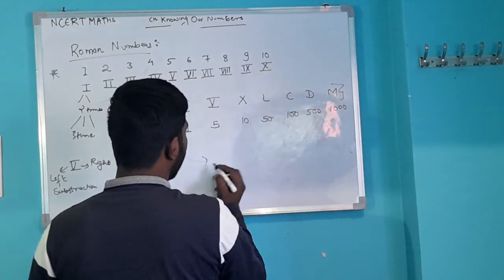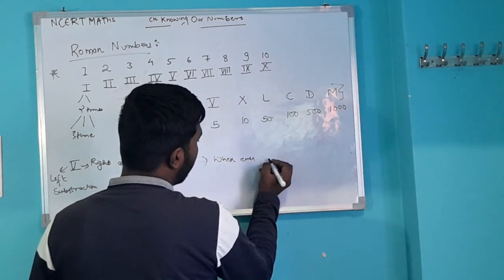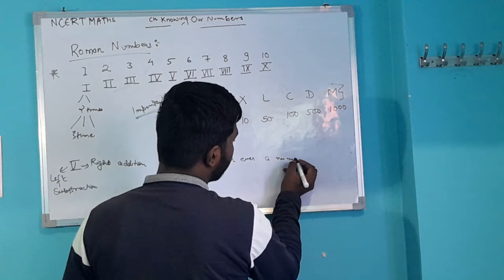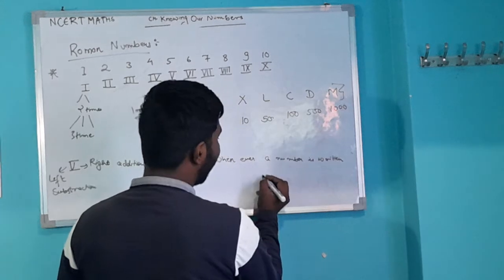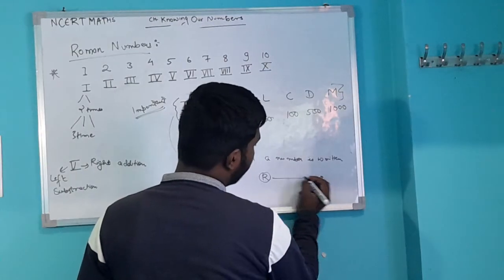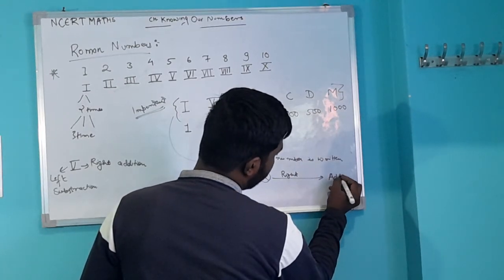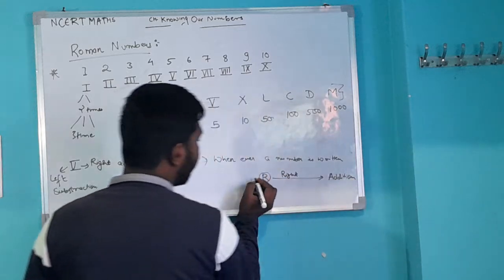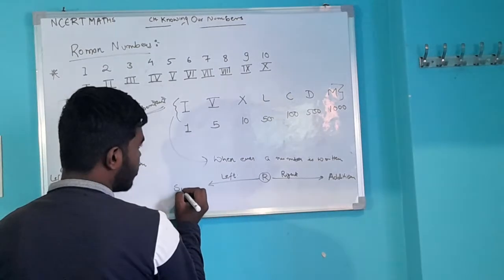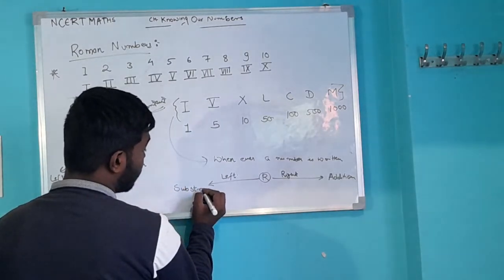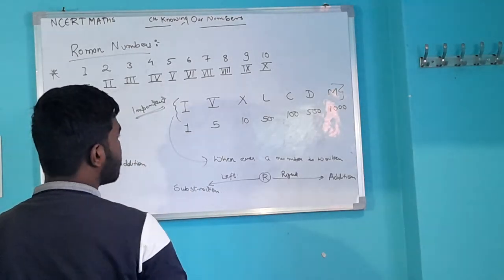In all these numbers, whenever a Roman number is written, to its right, addition occurs, and whenever on the left, subtraction always occurs. This is an important note. Mark it as important. Again, I explain to you.